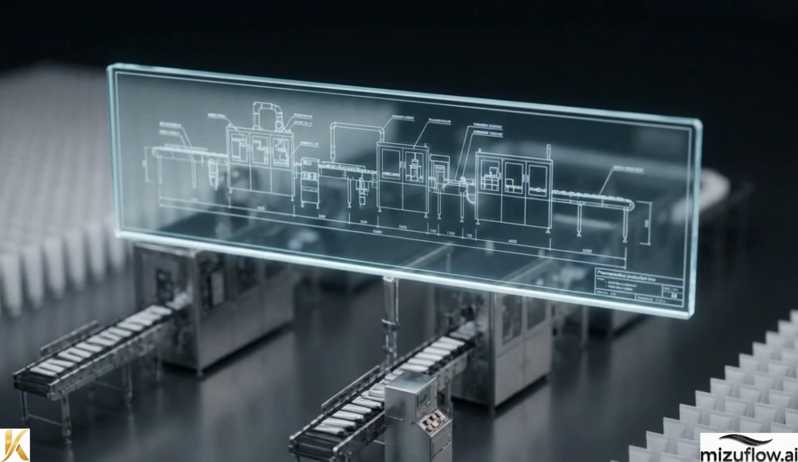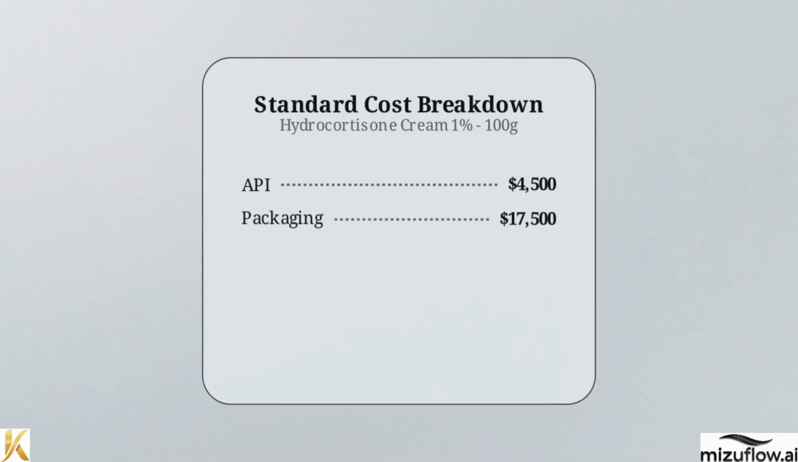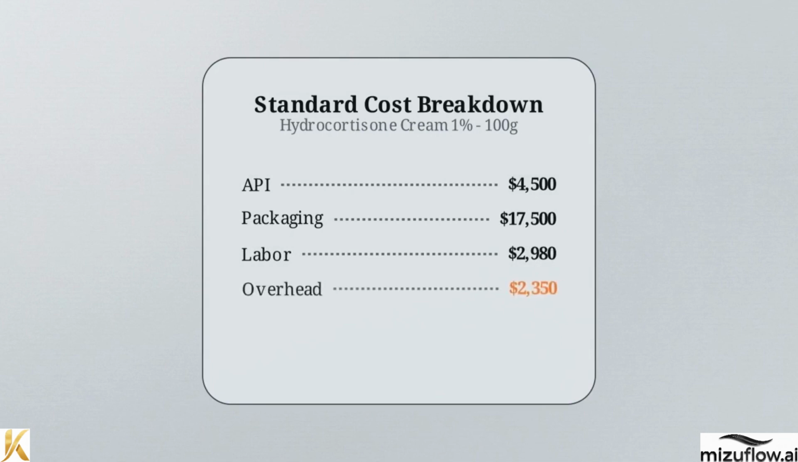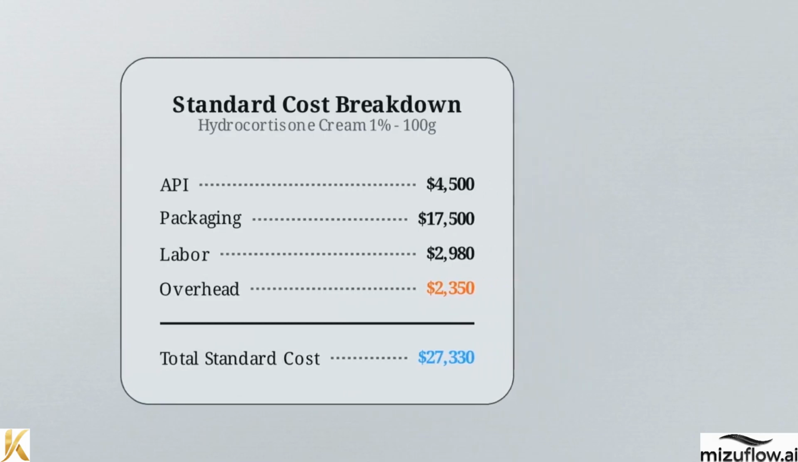ledger. Before a single machine turns on, we establish standard costing. This is the financial expectation of what a manufacturing run should cost, acting as the baseline against which all physical variations will be measured. This ledger visualization breaks down the standard cost for one batch of 1% hydrocortisone cream. We have $4,500 in active pharmaceutical ingredients, $17,500 in packaging, nearly $3,000 in labor, and $2,350 in overhead. The total standard cost sits at exactly $27,330.